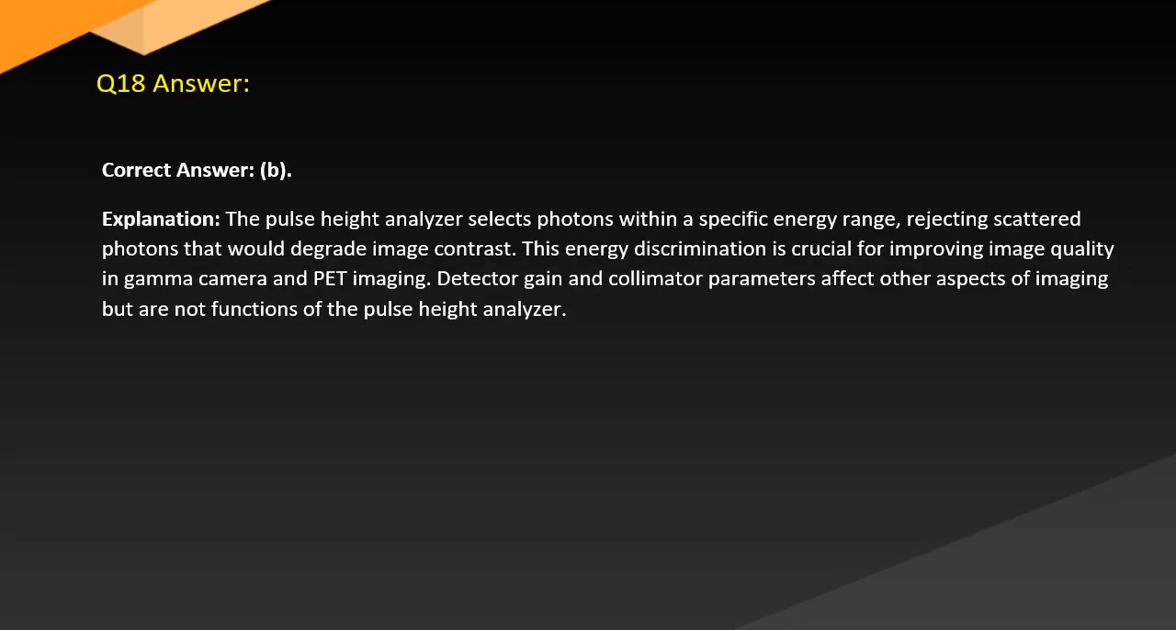Answer. Correct answer: B. Explanation. The pulse height analyzer selects photons within a specific energy range, rejecting scattered photons that would degrade image contrast. This energy discrimination is crucial for improving image quality in gamma camera and PET imaging. Detector gain and collimator parameters affect other aspects of imaging but are not functions of the pulse height analyzer.